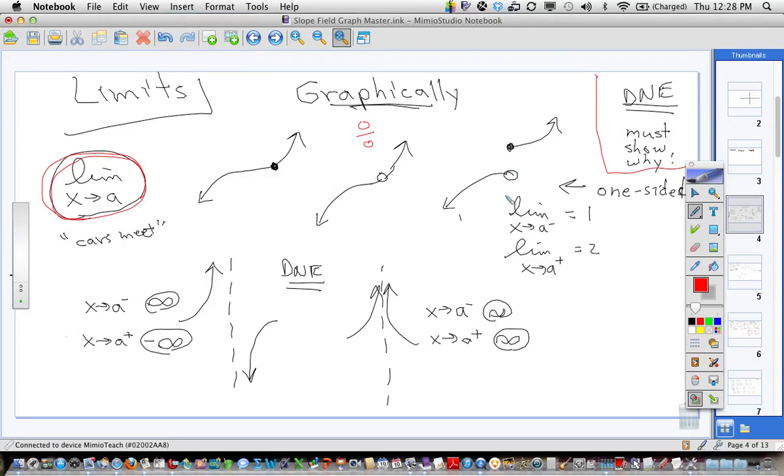Okay? Another situation where the cars wouldn't meet would be this kind of scenario, where you have a vertical asymptote. The cars don't meet here either. But on the left, this one goes to infinity, this one goes to negative infinity. On this one, they both go to infinity, but again, they're not meeting, so we still have to say does not exist, and we have to say why. Again, look on the left, look on the right of A, wherever we're doing the limit.